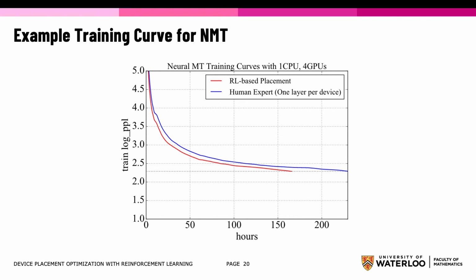Also, we see that the reinforcement learning-based placement runs faster than the expert design placement. You see the red curve gives about 165 hours of training time for the RL-based placement, where the human expert solution takes about 229 hours to train. So this graph really does a good job at illustrating the total speed up of training time. In this case, it's 27.8%.